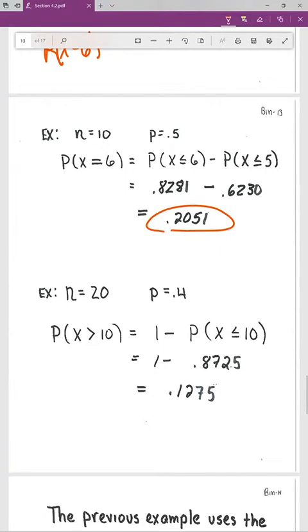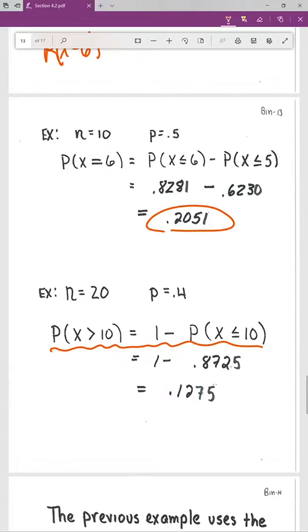This next example is very interesting, and you need to remember what you're looking at when you're using that table. If we let n equal 20 and p equal 0.4, and we want to figure out the probability of x greater than 10, our table gives us the probability of x less than or equal to r. So using our complementary rule, we can flip that around and say that the probability of x greater than 10 is equivalent to 1 minus the probability of x less than or equal to 10.